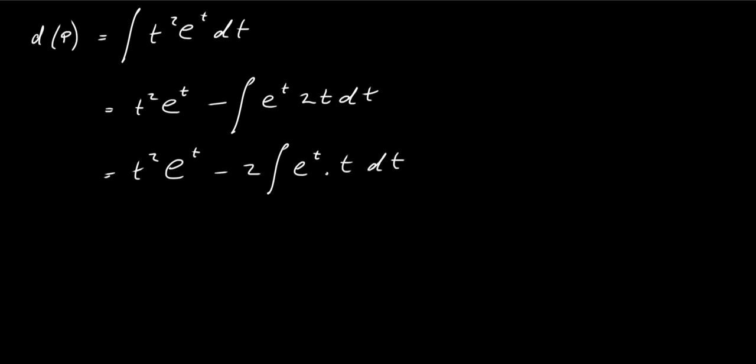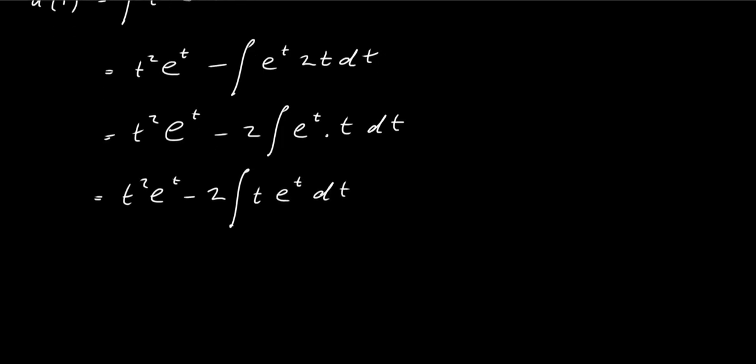Okay, so it looks like we're going to have to go again here. We're going to have to use integration by parts again. So we get t squared e to the power of t minus 2 times, now actually what I'm going to need to do here is just switch these around. I want to put t first and then e to the power of t, dt. So let's use integration by parts again just to do the integral part of this. So it's t squared e to the power of t minus twice, and I want to just integrate this here.